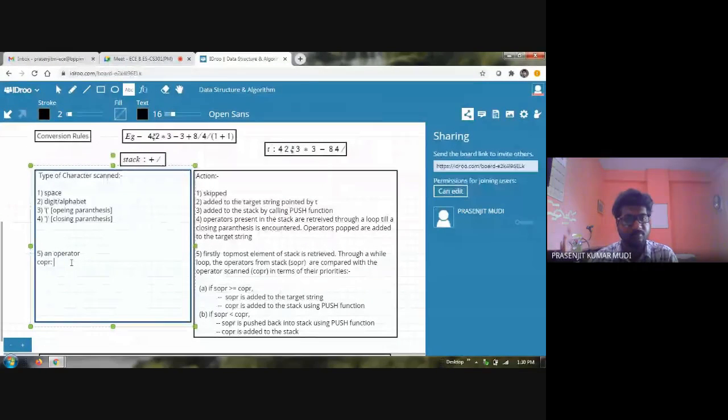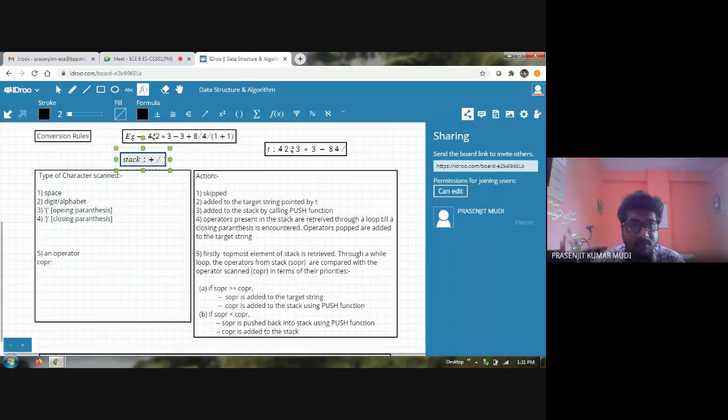Okay. Let me cross verify once. 8/4/, yeah, that's correct. Okay, so next, first bracket start. Rule number 3, opening parenthesis is scanned. So simply it is added to the stack by calling push function. Okay, so next one, simply added to the target string.